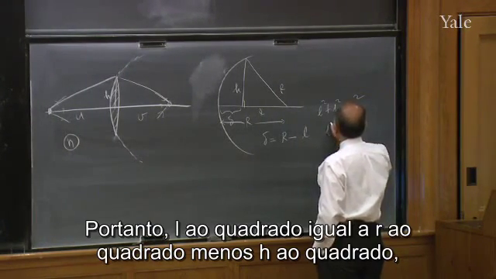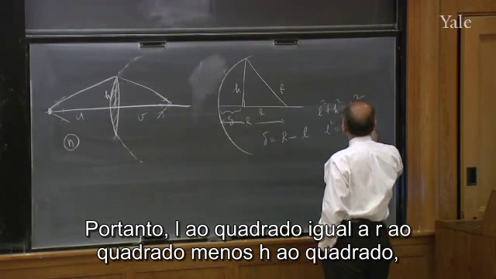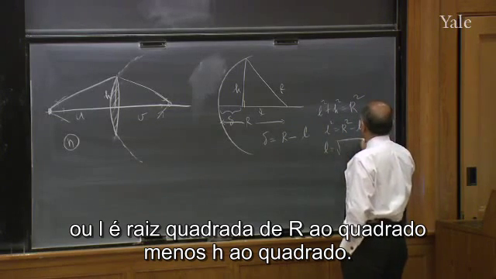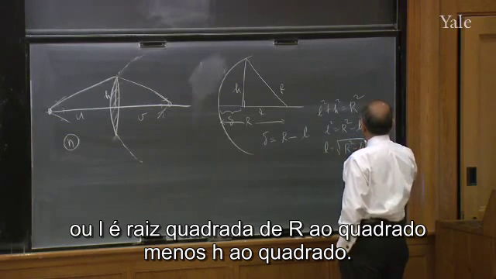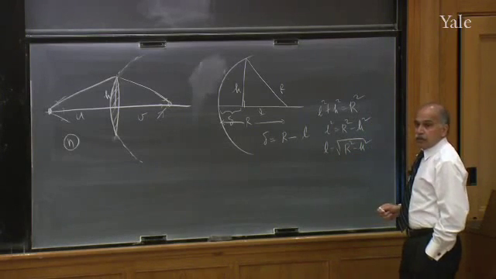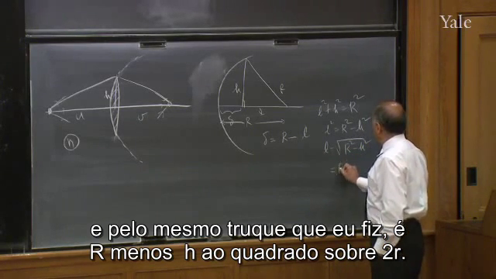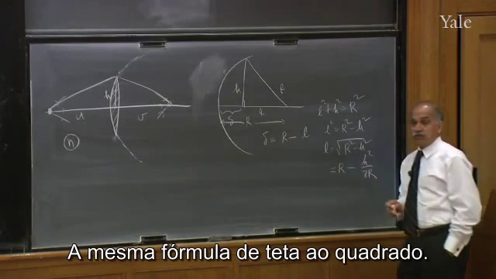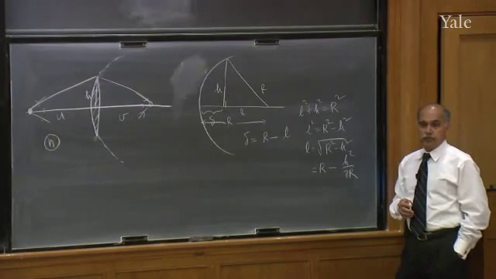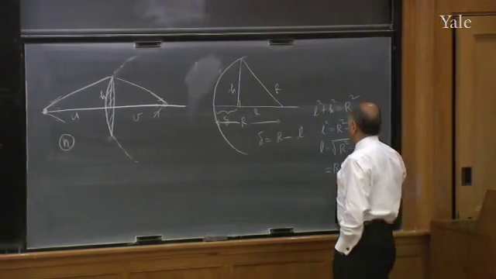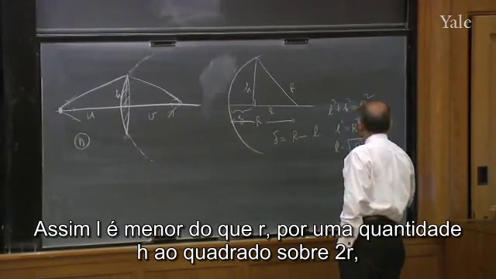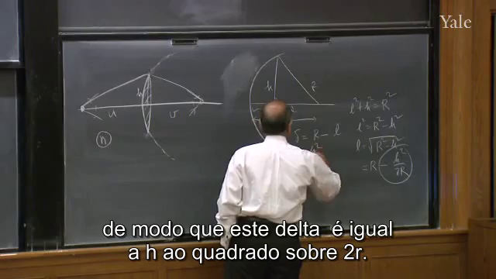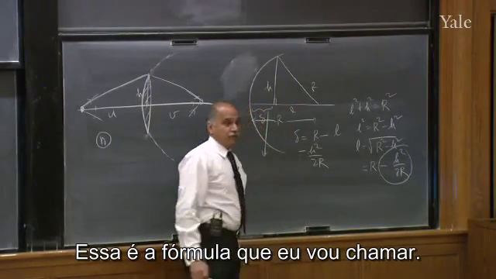Therefore, L squared is equal to r squared minus h squared, or L is the square root of r squared minus h squared. And by the same trick I did, it is r minus h squared over 2r, the same theta squared formula. So L is shorter than r by an amount h squared over 2r, so this delta is equal to h squared over 2r. That's the formula I'm going to invoke.